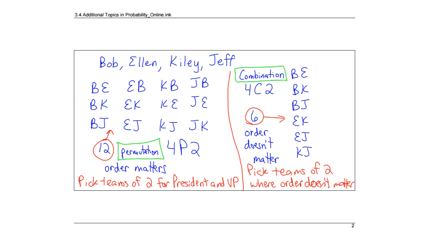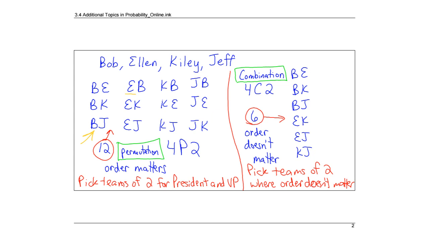For the first set, we're going to pick a president and a vice president. So the order matters, right? In this first column, we're going to let Bob be the president. Bob could be the president with Ellen as the VP, or with Kylie as the VP, or with Jeff as the VP. Okay, then the second column, we're going to let Ellen be the president.